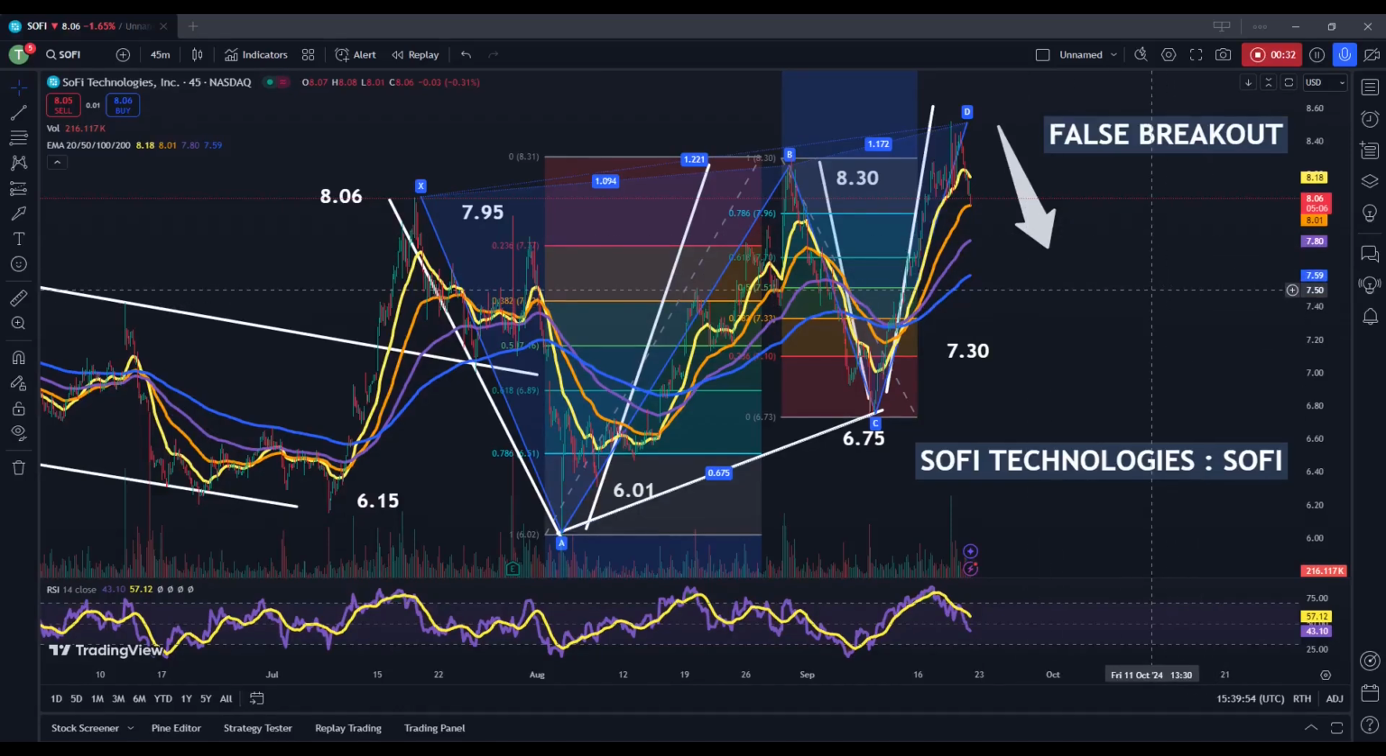What I was expecting to unfold here is a bit unconventional because what we're dealing with at the moment is a harmonic price pattern. This is an advanced price pattern. This is not beginner type of chart analysis here.